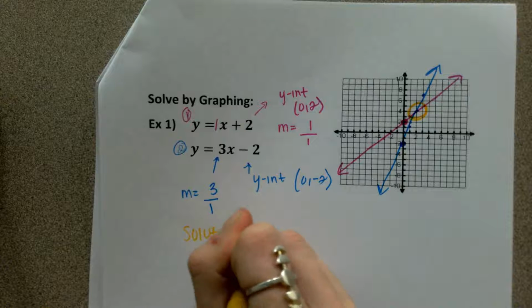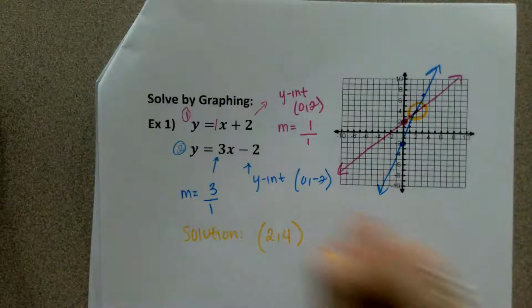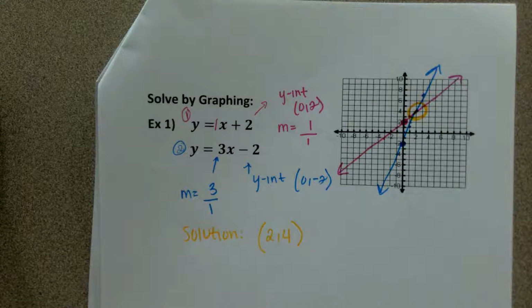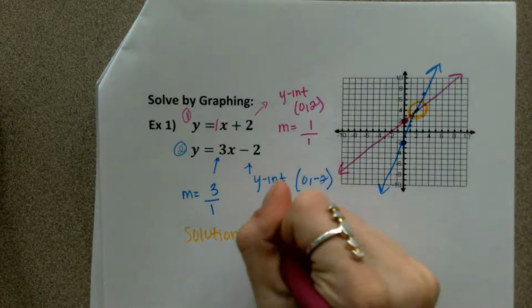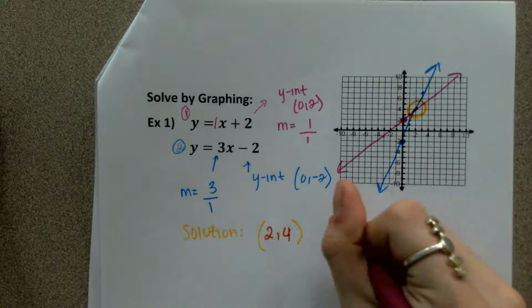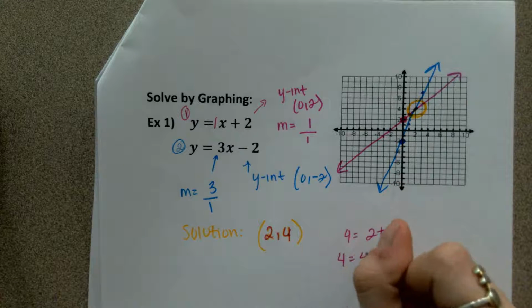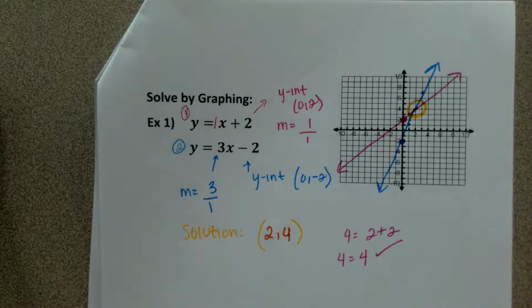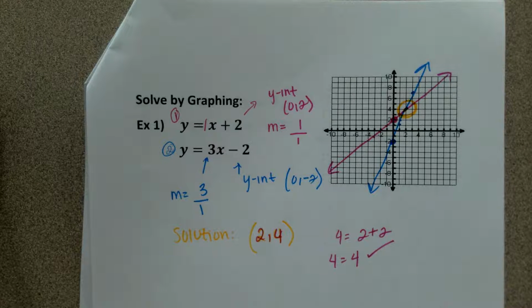So our solution is the point 2, 4. Oh my goodness, 2, 4. Okay, if we were to plug our solution in for x and y into either of the lines, so we would have 4 equals 2 plus 2, that should be true. Okay, so that solution is true. Let me focus this, there we go. So this statement is true, so that is our solution.